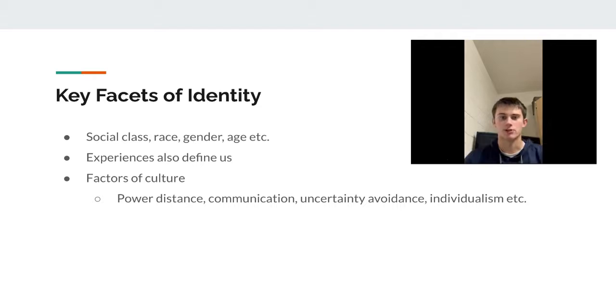The next thing I'm going to talk about is the key facets of identity. And these are anything like social class, gender, age, race, ethnicity, even religion, maybe. And they basically play a really significant role in determining how we understand and experience the world. We all see the world through a different lens, and it's important that we approach situations through a lens of inclusivity. And we want to make sure everyone has similar opportunities. And basically experiences define us. And there are also some factors of culture, such as power distance, uncertainty avoidance, and individualism. And these also go back to different identities and social norms and how people perceive other people and the world around them.